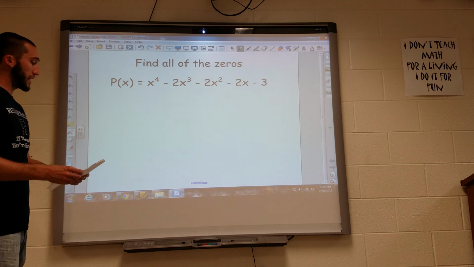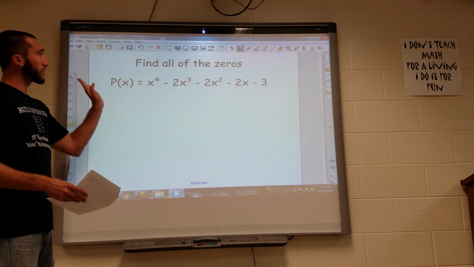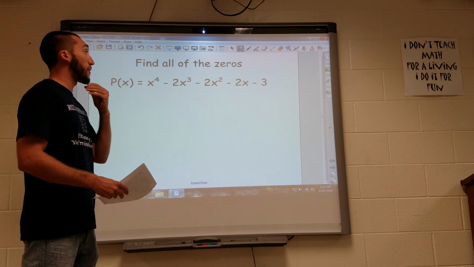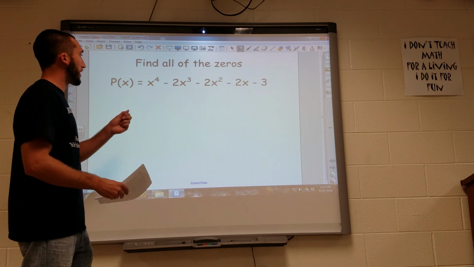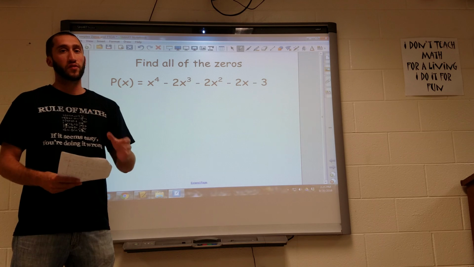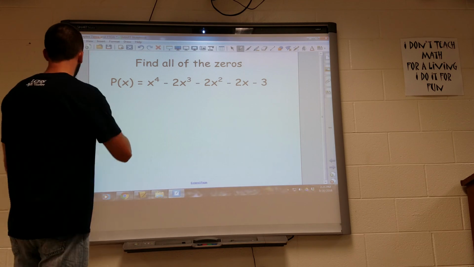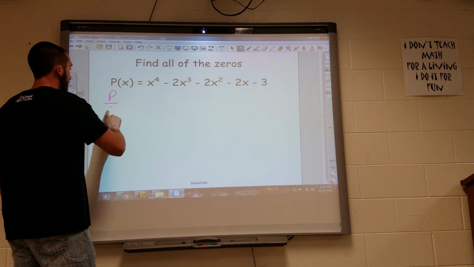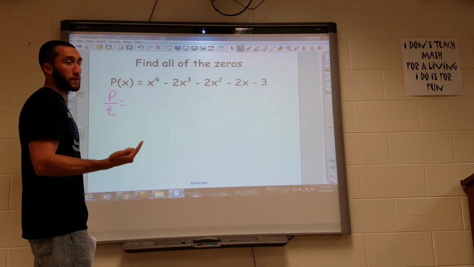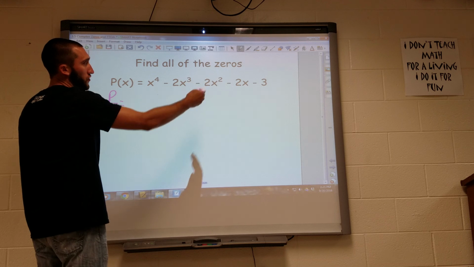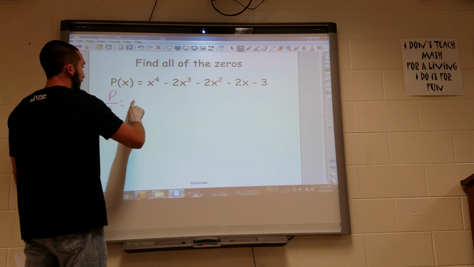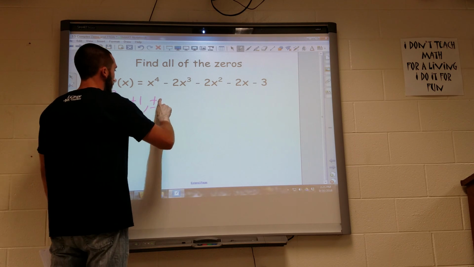And lastly, find all the zeros here. I'm doing this one more time, so it's a little repetitive compared to the last one, but this gives me at least 2 real zeros. So it gives us a little more practice. So again, all my possible zeros, well, my leading coefficient is 1, so I only have to worry about the factors of my p, which is plus or minus 1, plus or minus 3.